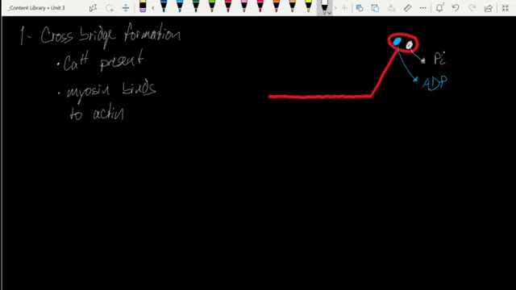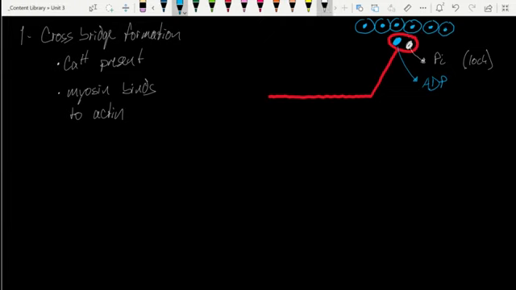Because it's not bound to any carbon-based molecule, we call it inorganic phosphate, PI. PI is actually the locking mechanism that is holding this myosin head in a set state. Now, as we said before, with tropomyosin moved out of the way, each one of these G-actins has a binding site on it for myosin.